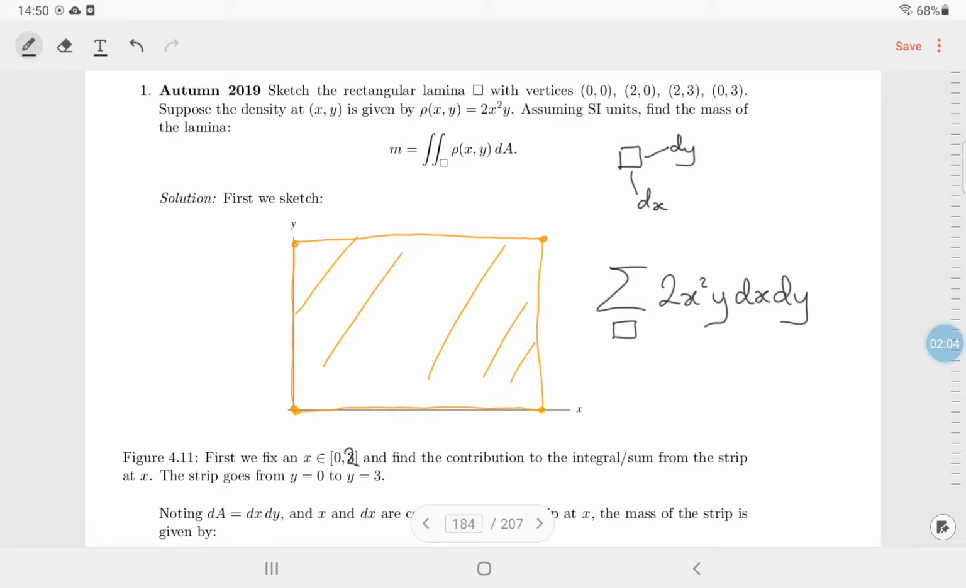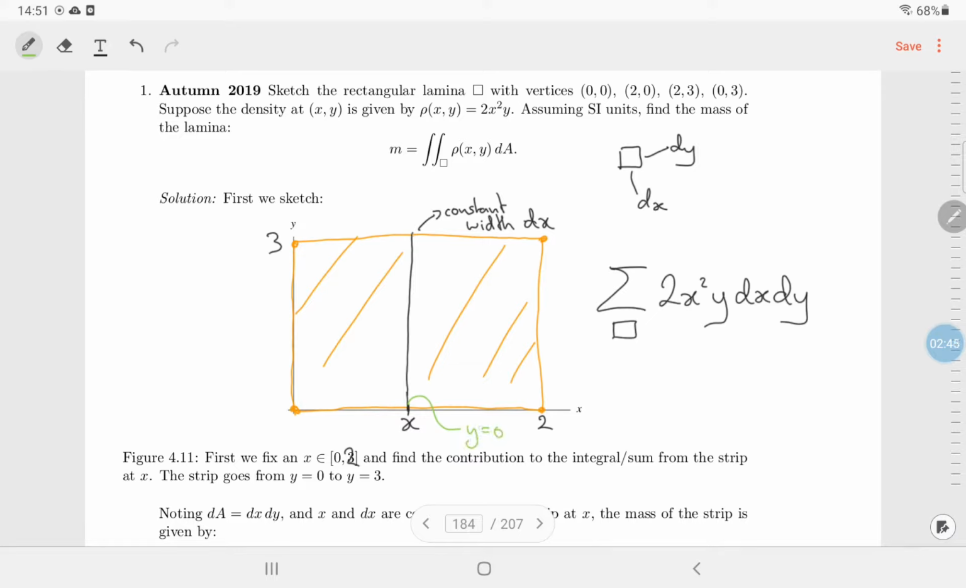Now how we add up over all these points is we fix a constant x between 0 and 2. And we imagine a very, very narrow strip. You're supposed to imagine that the width of this is dx, a constant width. So dx is a constant, and x is just some number between 0 and 2. We're going to find the contribution to the sum from the strip at x, and the strip goes from y equal to 0.